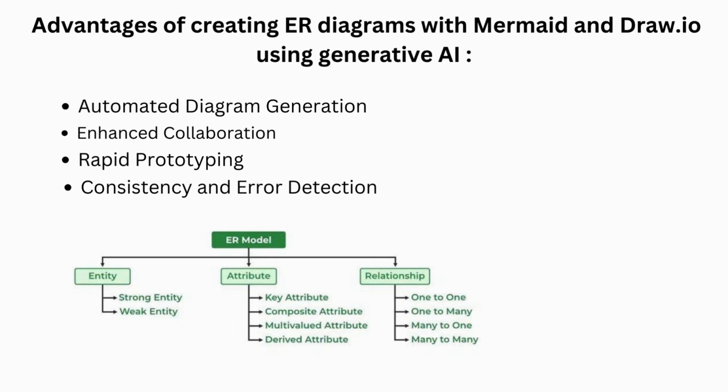Rapid prototyping: quickly create and iterate on ER diagrams with AI, allowing for fast adjustments to database designs. Consistency and error detection: employ AI to ensure consistent diagram design and detect errors or design flaws early in the process.